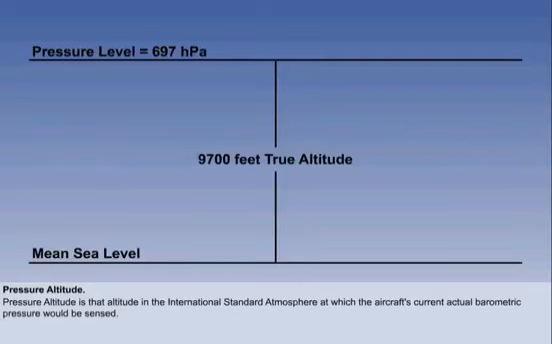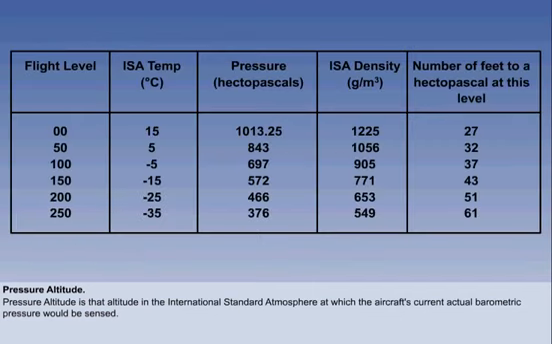Imagine that you are in an aircraft and, on that day, in a particular atmosphere, at a true altitude of, say, 9,700 feet, there is a combination of barometric and temperature errors which gives you an atmospheric pressure of 697 hectopascals. Now, if we look at ISA, we see that, in the ISA atmosphere, 697 hectopascals occurs at exactly 10,000 feet. Therefore, our pressure altitude is 10,000 feet.